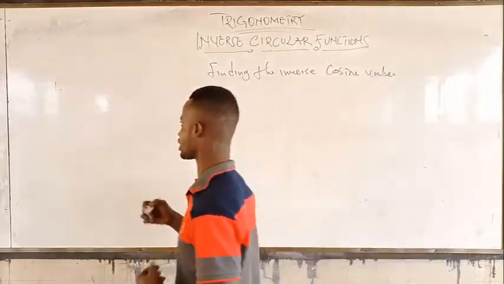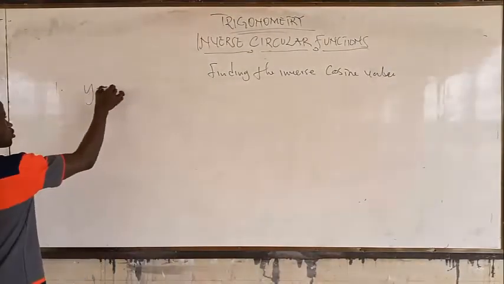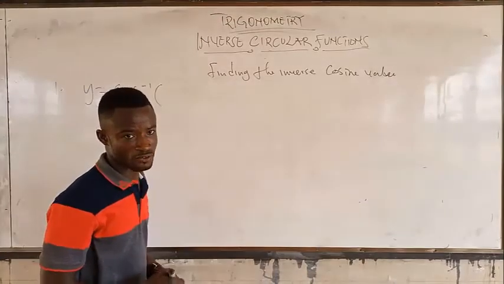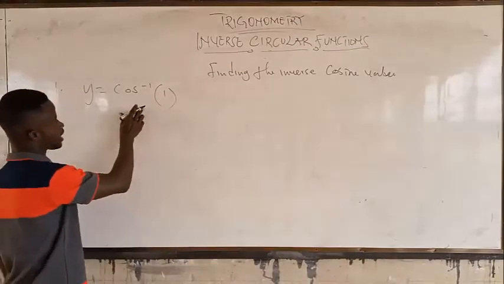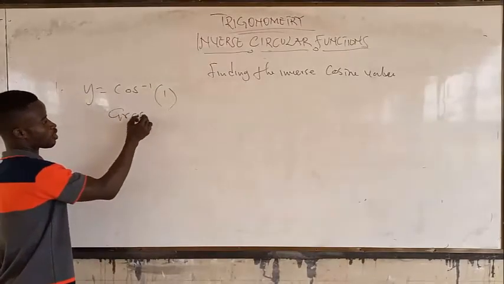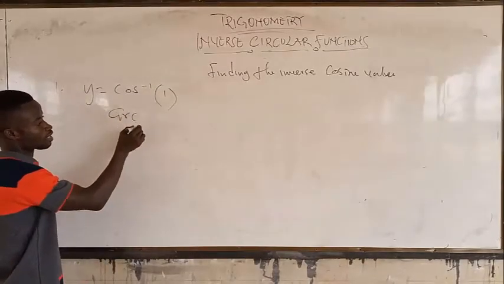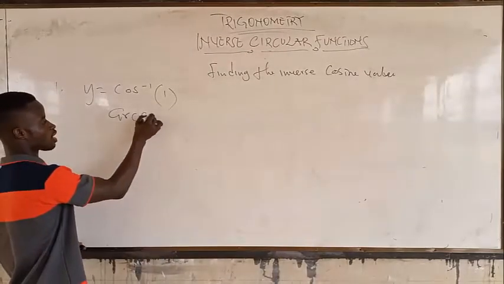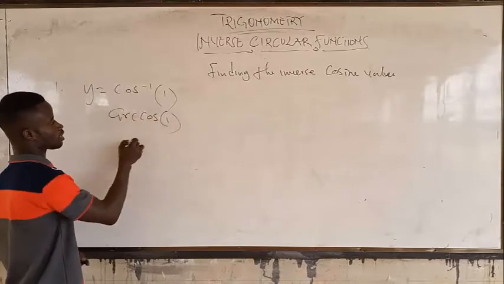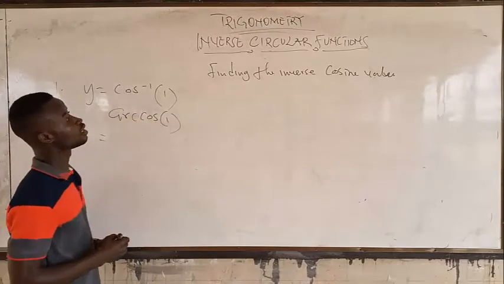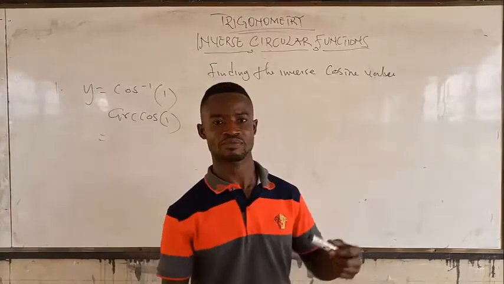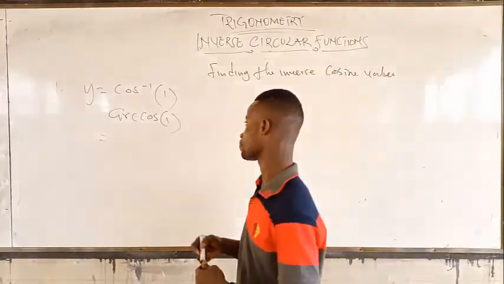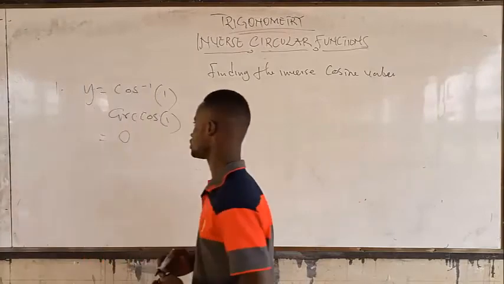So the first one is y is equal to cos inverse of 1. And you know that this is the same as arc cos. So this one is going to be arc cos 1. And with shift cos, the same thing, you are going to get that to be 0.